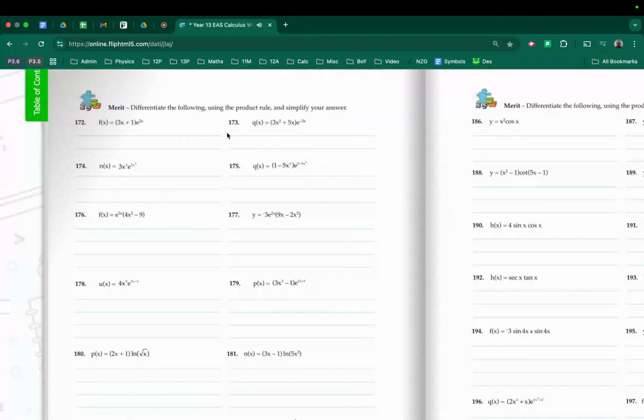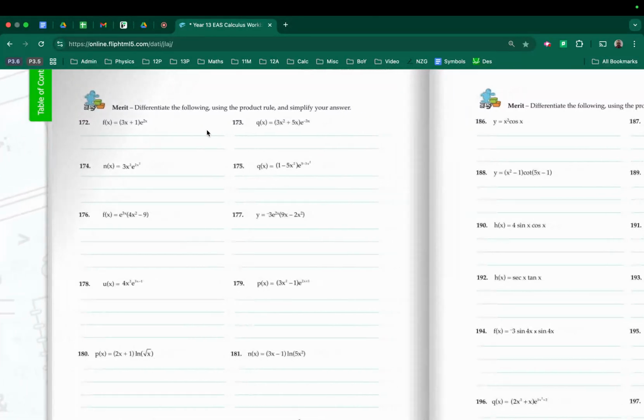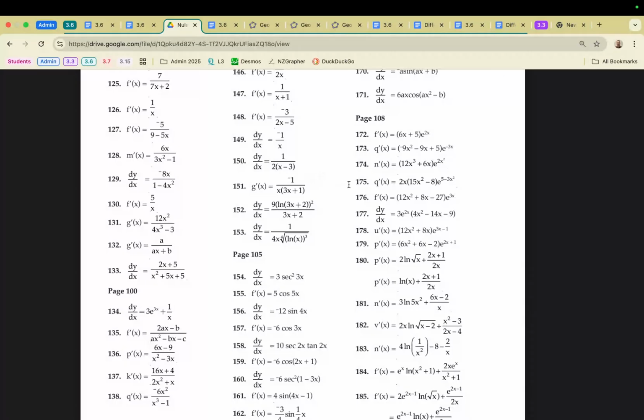Right, I'm just going to do a selection of problems from the differentiation questions, and the key thing here is you have to differentiate using the product rule, and this is a point to note: simplify your answers. So there's a bit of final algebra here to get the same answer as you'd expect hopefully to see in the answer sheet.